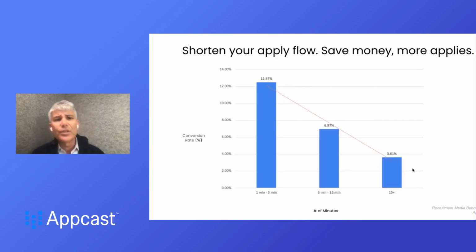Well, the first thing that you can do is shorten your apply flow. Remember, we talked about apply rate. If you get 100 clicks and you get 5 applies, you have a 5% apply rate. If you get 100 clicks and 10 applies, you have a 10% apply rate. What this data shows is that if you have an online application that takes less than 5 minutes, you have a 385% increase in applicant flow compared to an online application that takes more than 15.